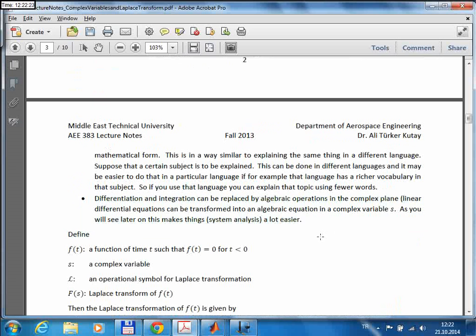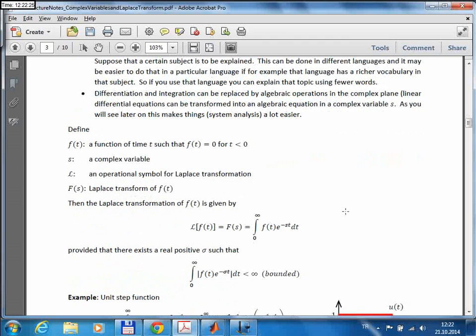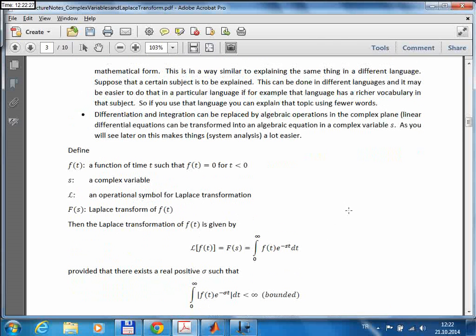Okay, so let's remember how the Laplace transformation of a function can be taken. This is your original function represented in the time domain. So you have any function of time. This is how the Laplace transformation is taken.